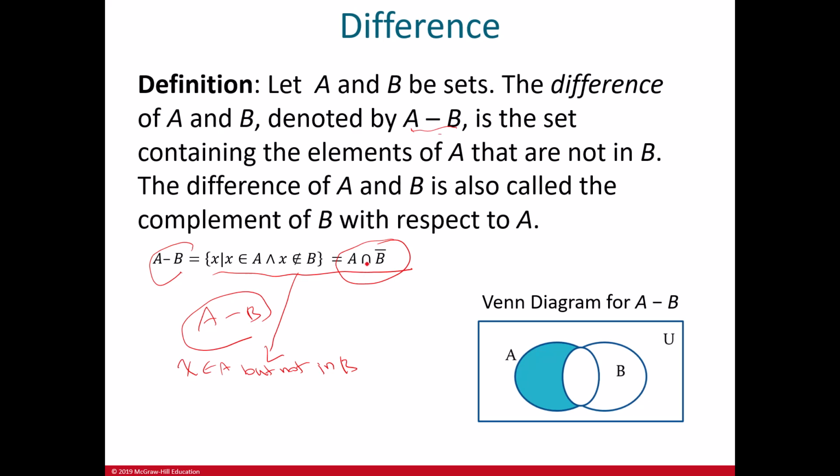And you can see here the connection to the AND. Using the Venn diagram, what does it really mean? I'm interested in the elements that are in A but not in B. So anything in common or in B proper, I'm not interested in. I'm only interested in the elements that are in this part. You can see it here in blue.